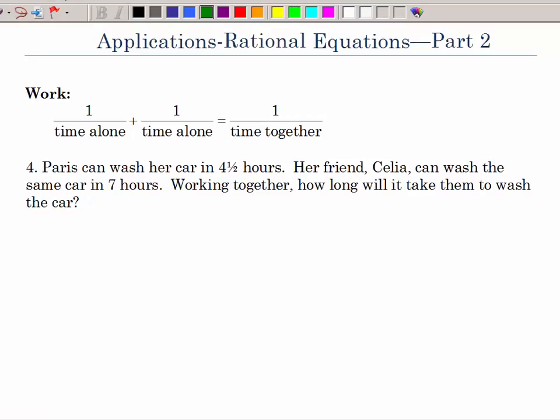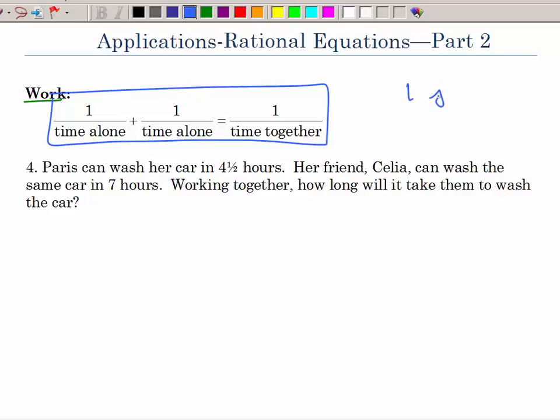Let's look at the second type of word problems. They're going to involve people or machines working together. Probably some of the easiest word problems you're ever going to do, as long as you kind of know this setup. 1 over someone's time alone plus 1 over the other's time alone equals 1 over time together. That's your setup. Now the 1 comes from the one job that they're trying to achieve.